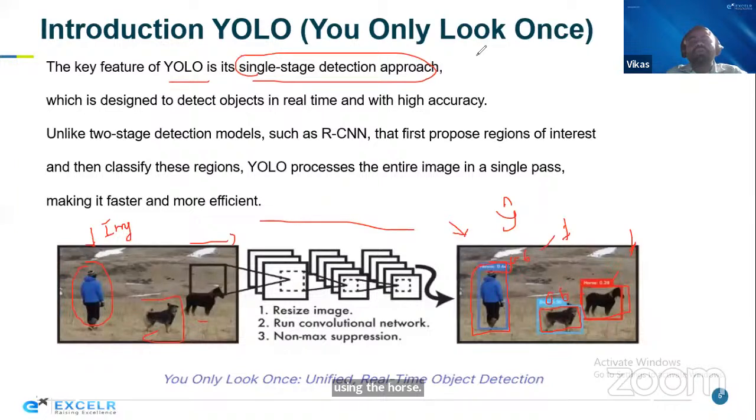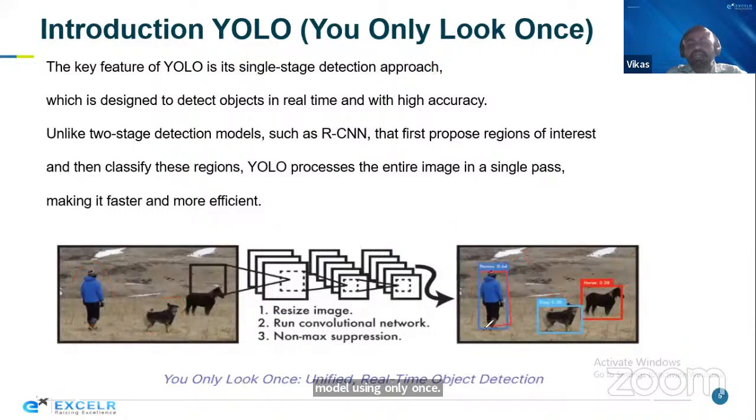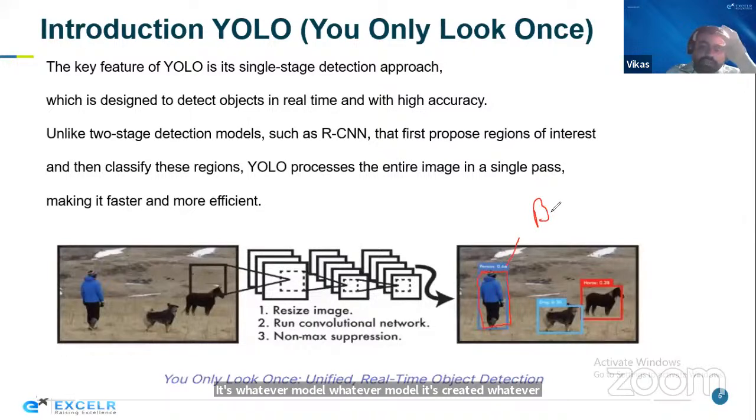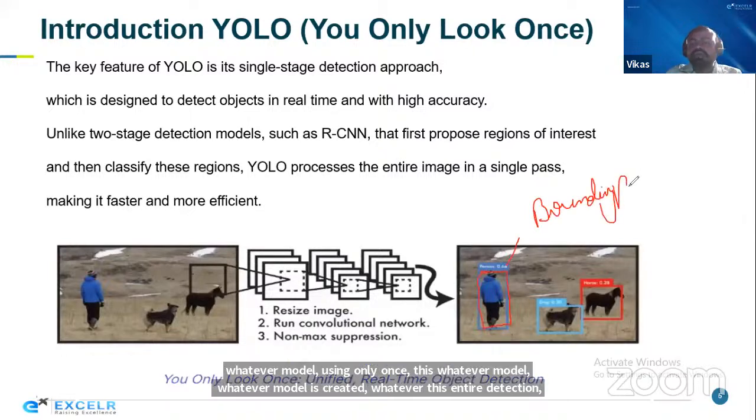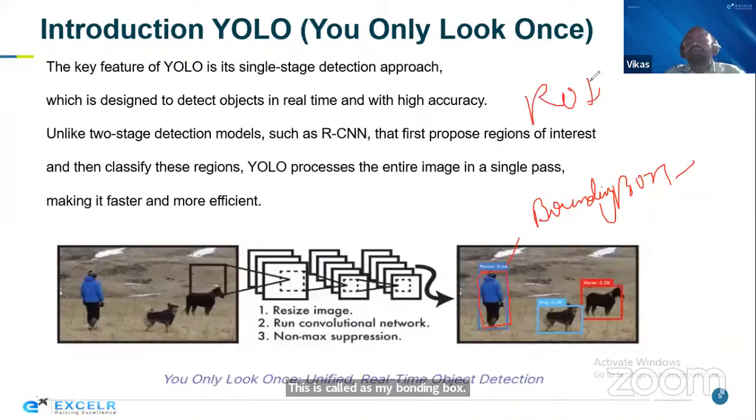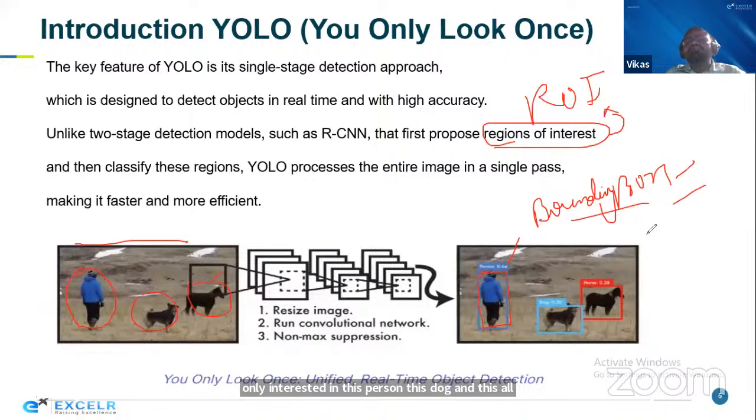Now why is it called You Only Look Once? Because it performs the prediction for this entire model only once. Whatever rectangle box is created is called a bounding box, and these bounding boxes are called ROI, region of interest, because in this entire picture I'm only interested in this person, this dog, and this horse. These bounding boxes help me detect the object, and in YOLO, it detects the ROI only once. It will not give you two bounding boxes, it will give you one bounding box. That's why it is called You Only Look Once.